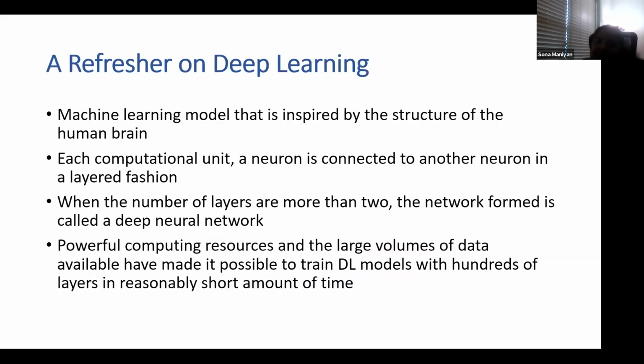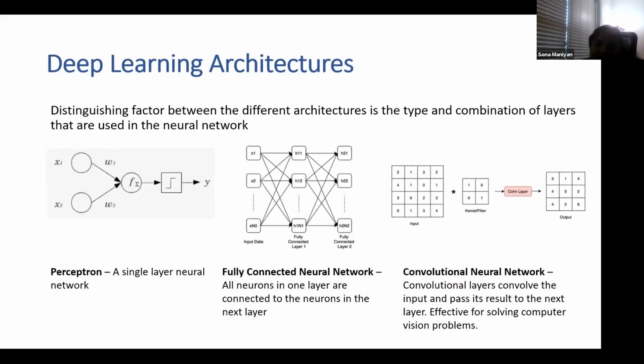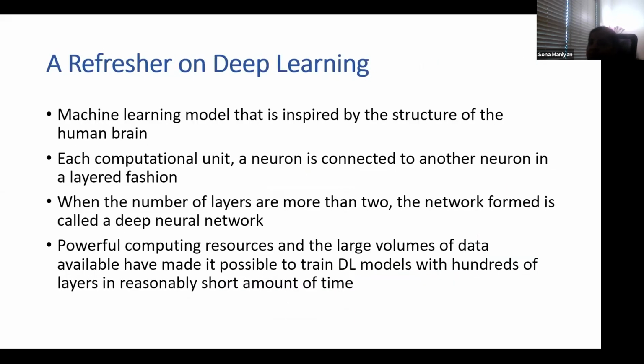And that takes us to a little bit of a refresher on deep learning. So deep learning is a machine learning model that has been inspired by how our human brains are structured, the neurons in our brain. Each computational unit, a neuron, is connected to another neuron in a layered fashion. And when there are multiple layers, that is more than 2 layers, it's called a deep neural network. And deep neural networks are not new. They've been around for a pretty long time, from the 1950s.